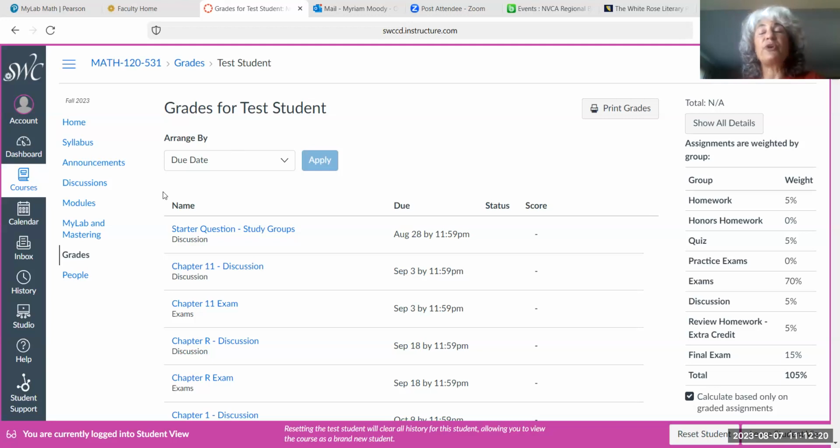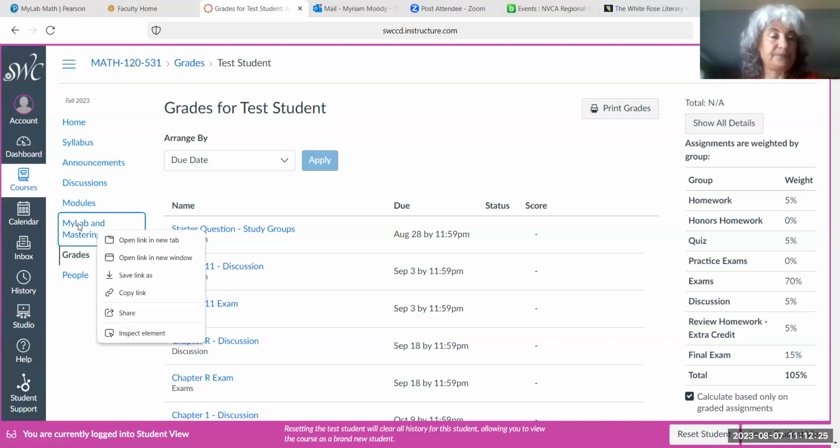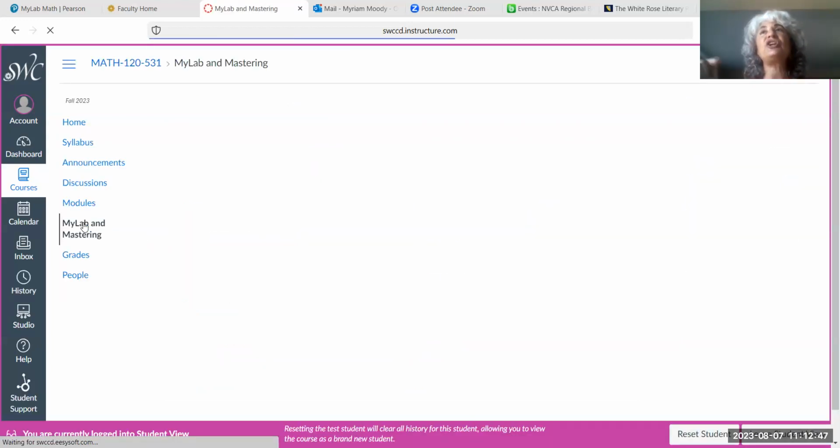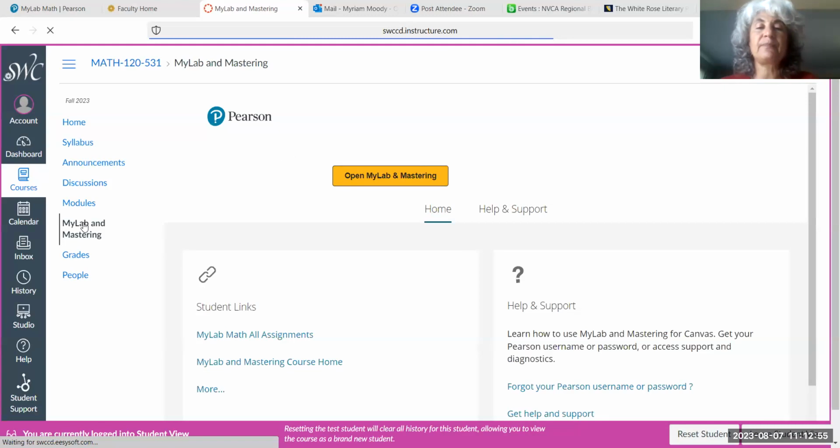Okay, now homework is done through MyLab and Mastering. So let me click on this. This is the way you get into the MyMathLab. It will not let you in any other way. You must go through Canvas because the homework for this class is linked through Canvas. So you cannot enroll in it through MyMathLab. You must enroll here. Okay, so please make certain you understand that.